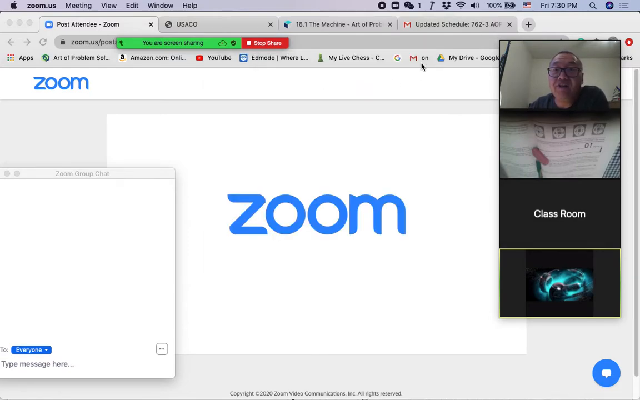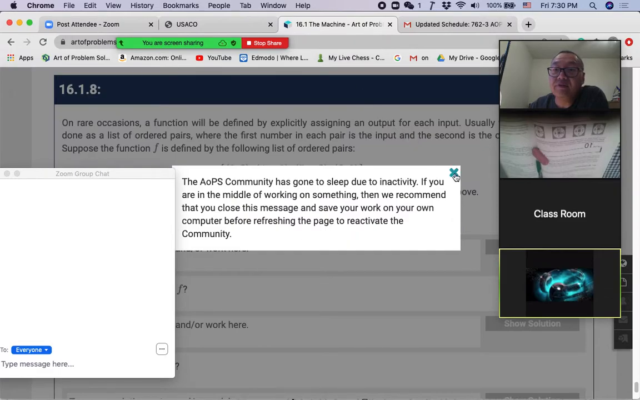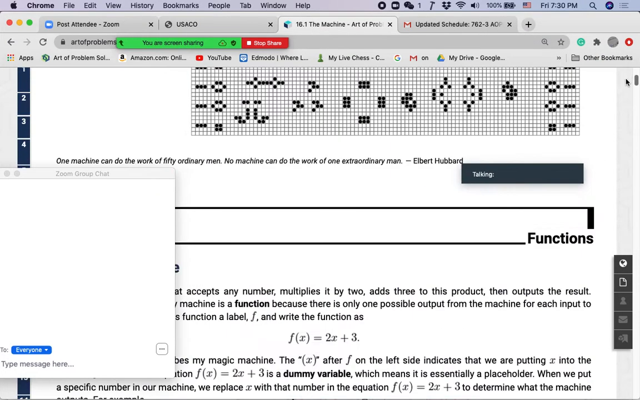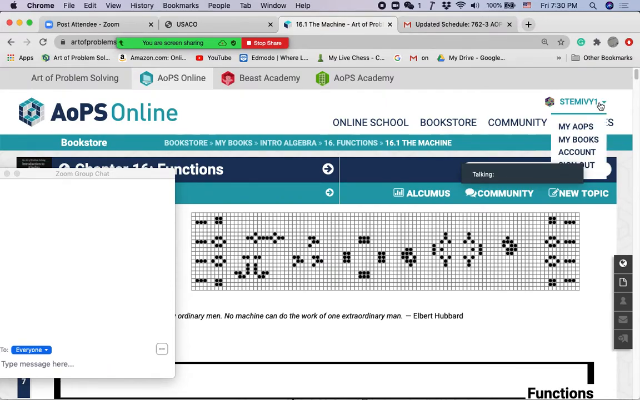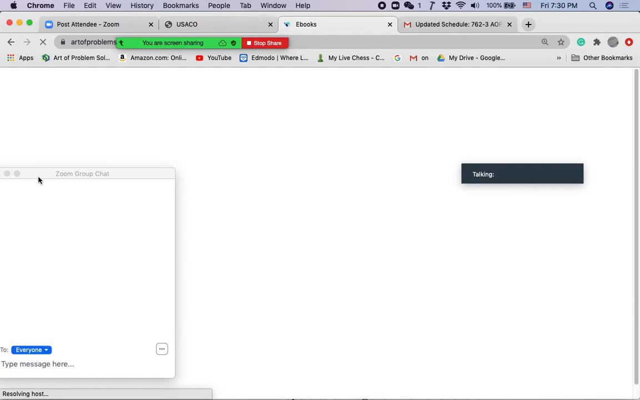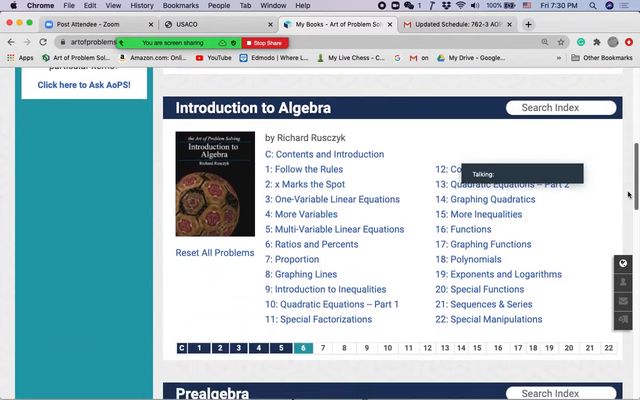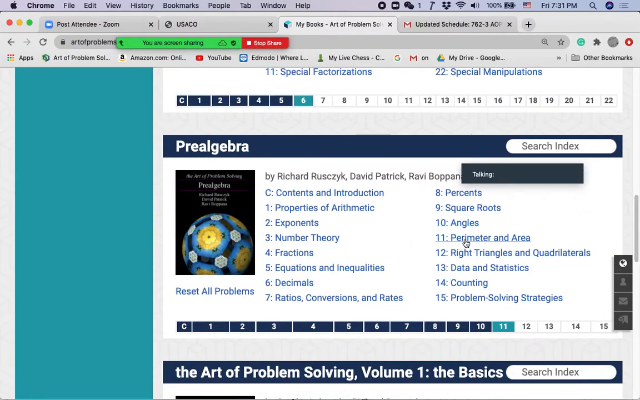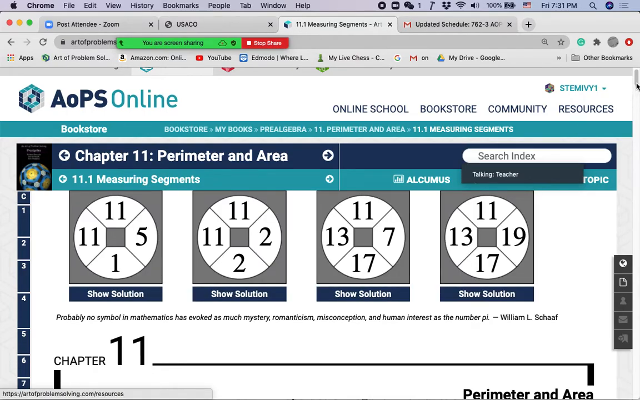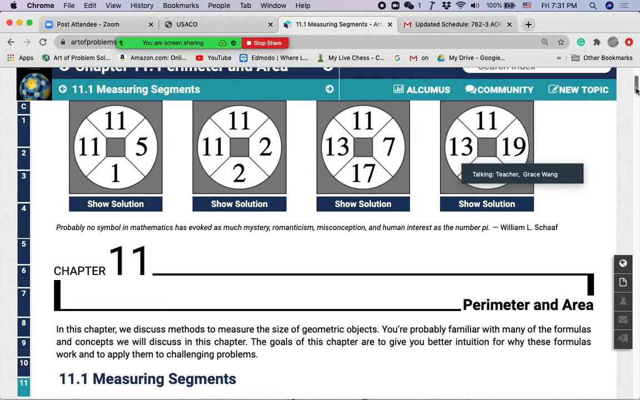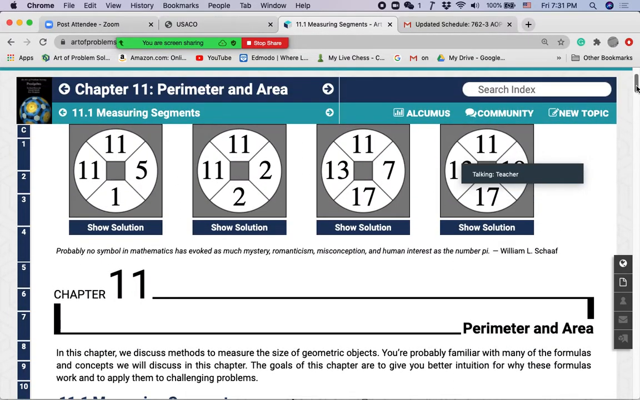We'll start to learn chapter 11. Now let me open our book. Actually, yeah, chapter 11. In this chapter, we'll learn how to calculate perimeter and area.